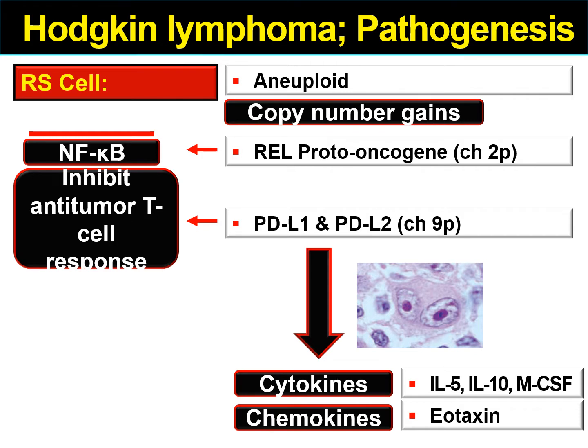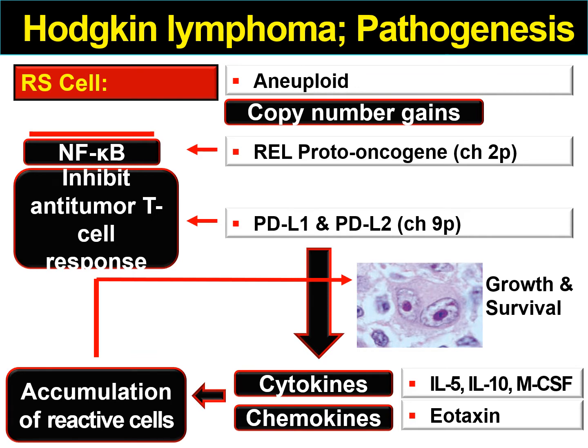Cytokines such as interleukin 5, interleukin 10, and macrophage colony stimulating factor, and chemokines, one important one being eotaxin. When these are liberated in that environment, there is accumulation and recruitment of reactive inflammatory cells, and due to release of various cytokines and factors, they are responsible for the growth and survival of this Reed-Sternberg cell.